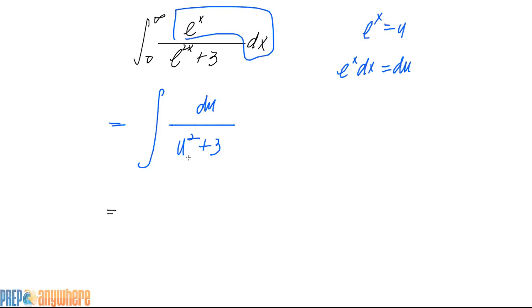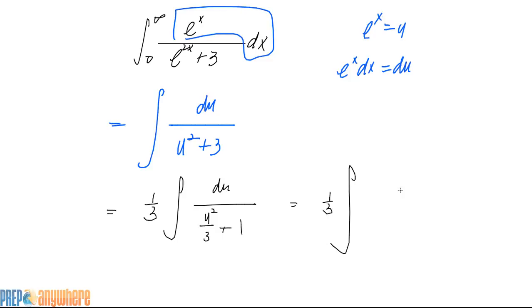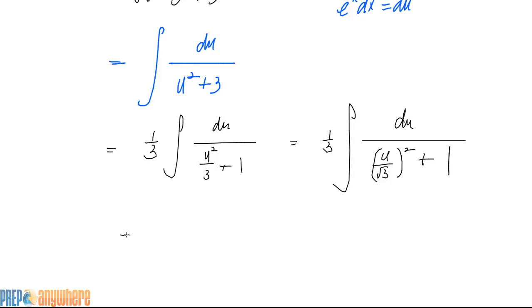Let's divide the top and bottom by 3. If we divide the top by 3, you get 1 over 3 on top. The bottom I get u squared over 3 plus 1, which can be rewritten as u over root 3 squared plus 1. So that's going to be a third arctan of u over root 3.